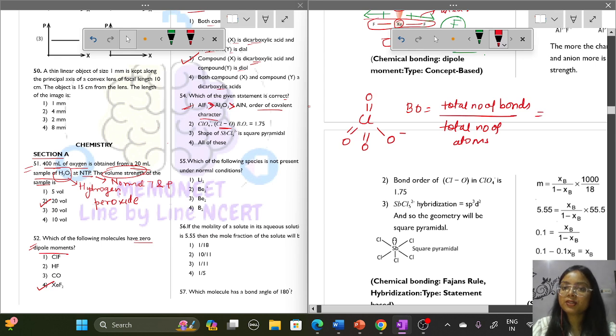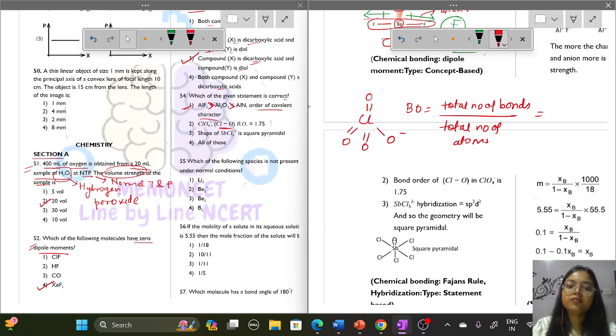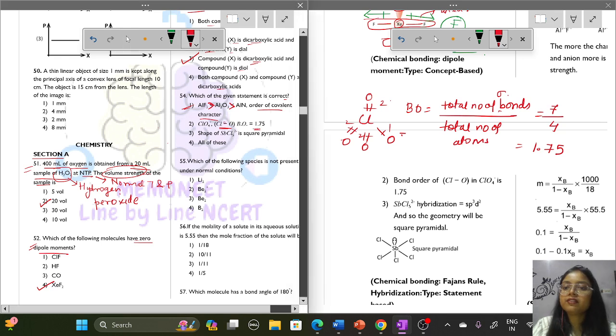So how many total bonds are there? 1, 2, 3, 4, 5, 6, 7. A pi bond counts as 2 bonds, and this is 1, so here it is 2, 2, 2. Or you can say the number of sigma bonds we have to calculate. There are 7 sigma bonds, and how many atoms are involved? 1, 2, 3, 4. Four atoms are involved, so don't count the chlorine atom. So the bond order comes out to be 1.75. So for option number 2, the bond order is 1.75 for ClO4 minus. So this is also correct.